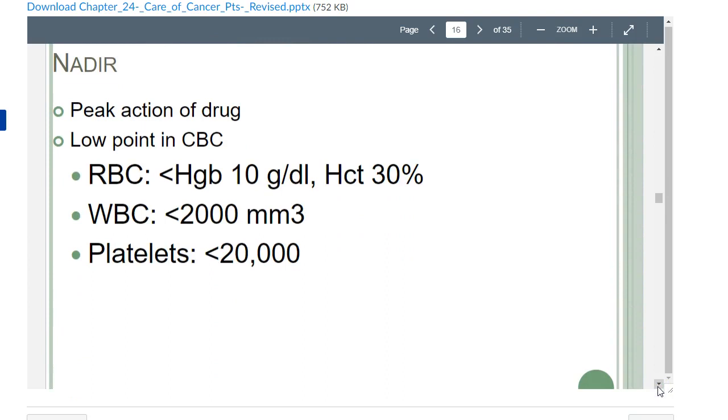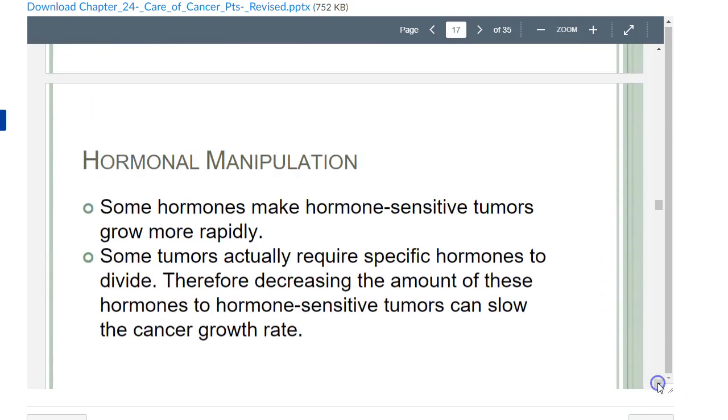And again, this is NADIR, which is that peak action of the drug, which provides, unfortunately, the lowest point in a patient's CBC, okay? So hopefully that makes sense to you, okay?